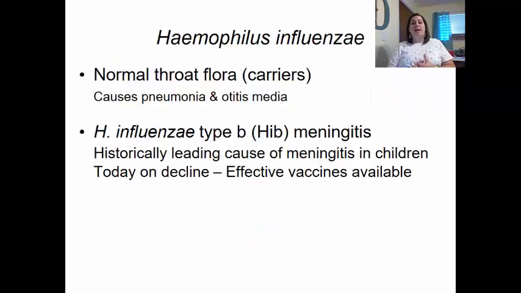Haemophilus influenzae is a normal throat flora. Again, a lot of times we are carriers of this. It can cause pneumonia if it gets deep into the lungs, as well as ear infections. We see that H. influenzae type B is known as Hib meningitis. This is historically the leading cause of meningitis in children. Today, though, it is on the decline due to effective vaccines that are available.